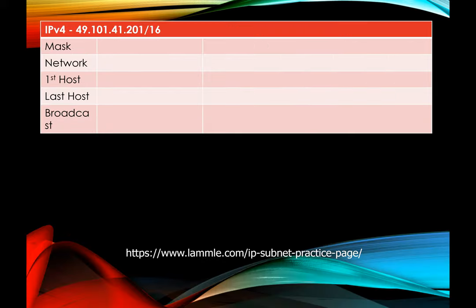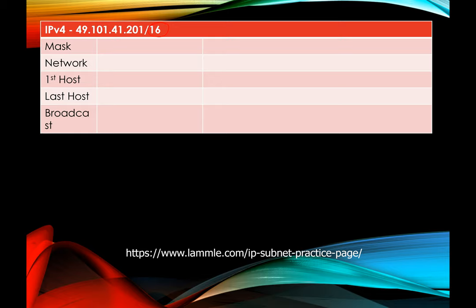So here's a good way of practicing. And hopefully you're following along in your textbook on this stuff. I'm just giving you a quick rundown of what is involved. So we have an IP address here. This is common IP address CIDR notation. So here we have the number 16. That's our CIDR, 16, which means we have 16 ones.